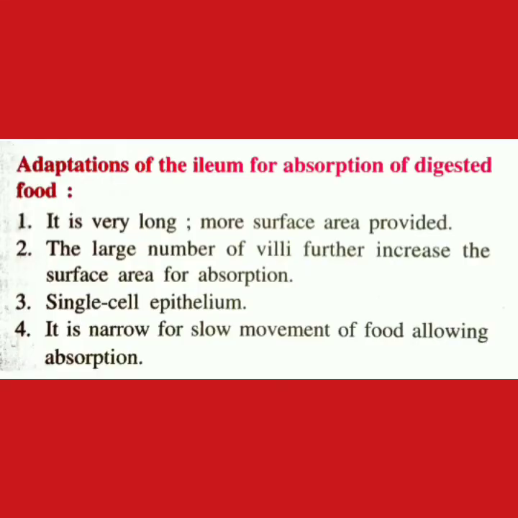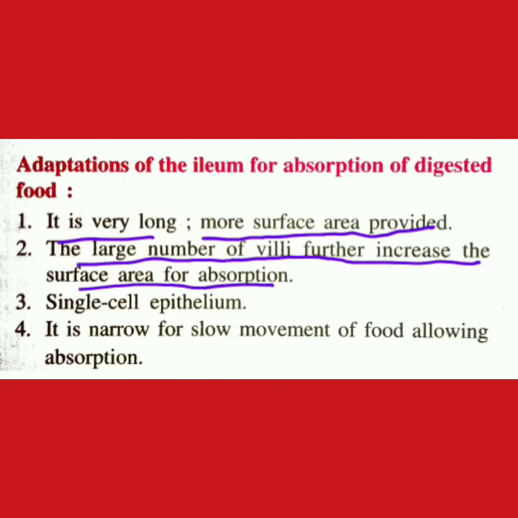Next is adaptations of the ileum for absorption of digested food. As it is very long, it provides more surface area, and the large number of villi further increase the surface area for absorption in ileum. It contains single cell epithelium lining. It is narrow for slow movement of food, allowing absorption.